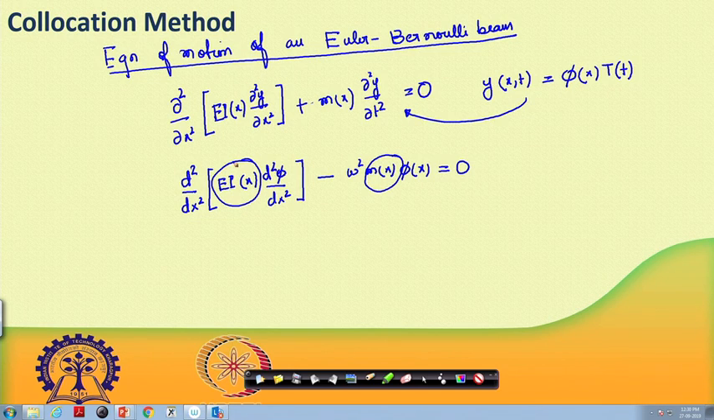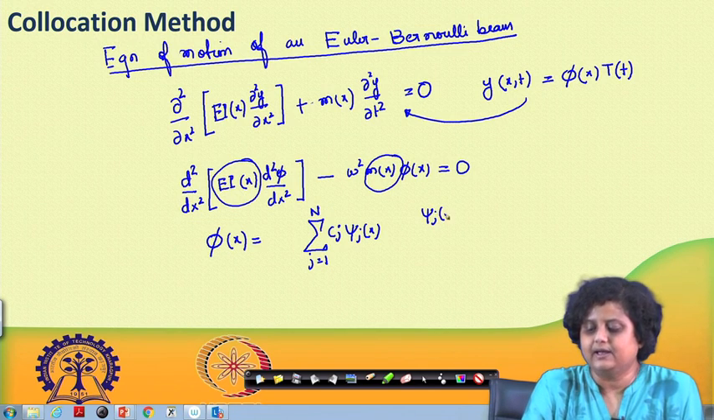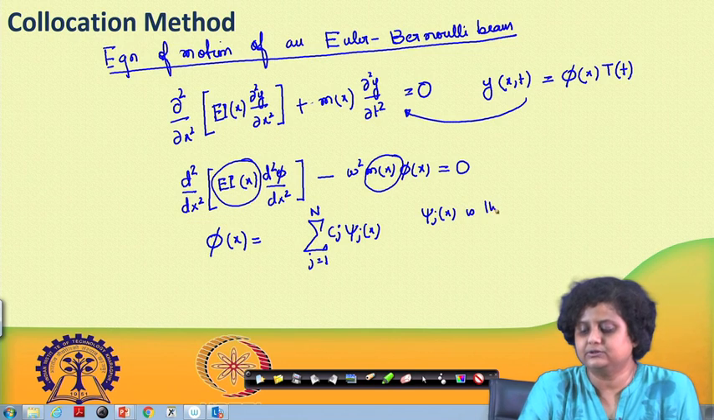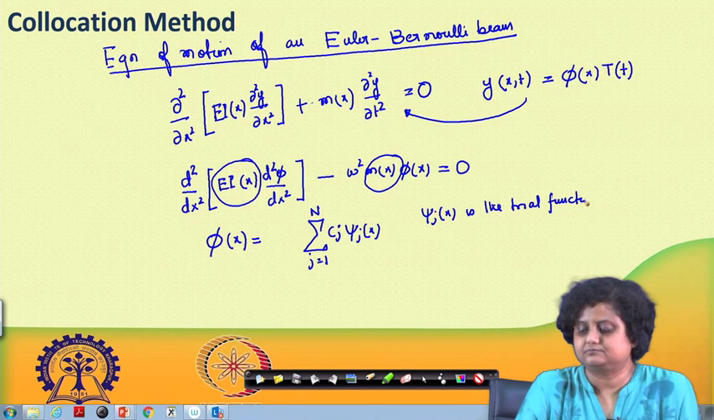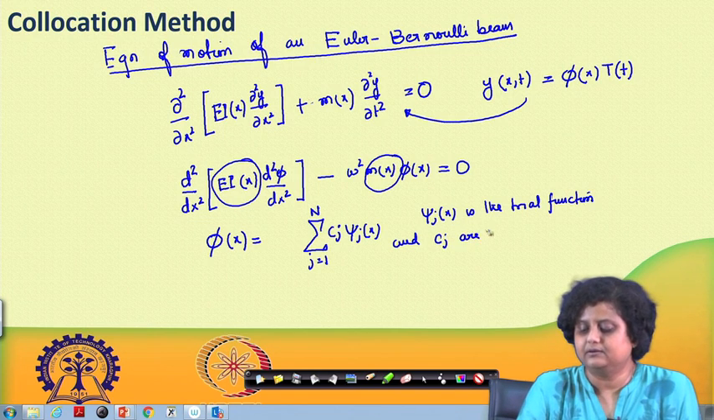We cannot get the solution for phi(x) in closed form. So, similar to the Rayleigh-Ritz method, here also we assume that phi(x) is the sum of some constants C_j times trial functions psi_j(x), with j equals 1 to n. So, this psi_j(x) is the trial function and C_j are the constants which are not known.